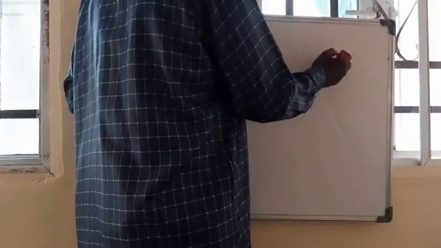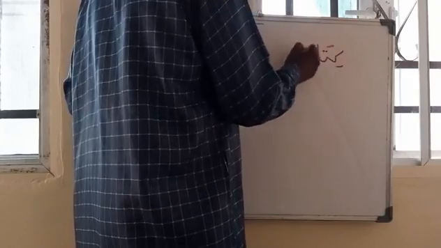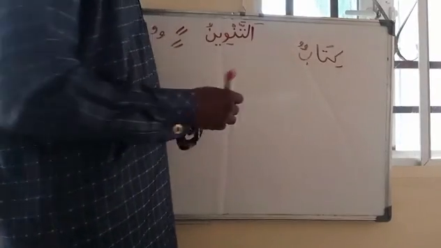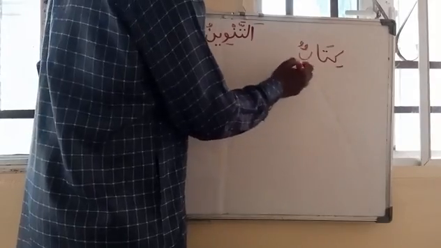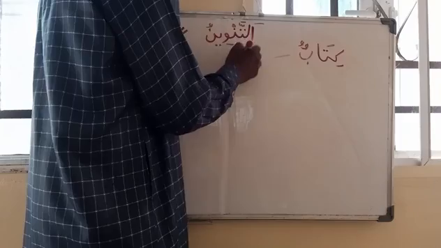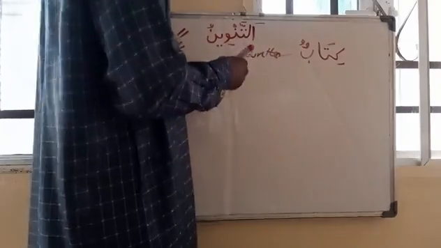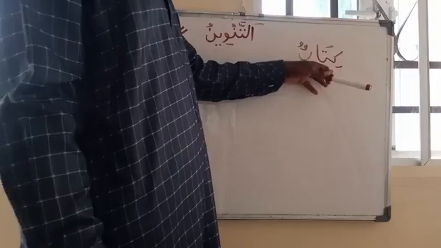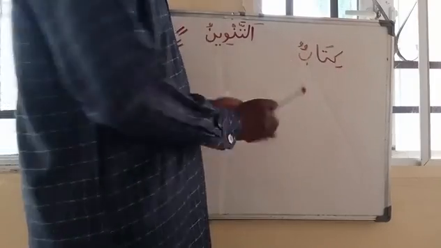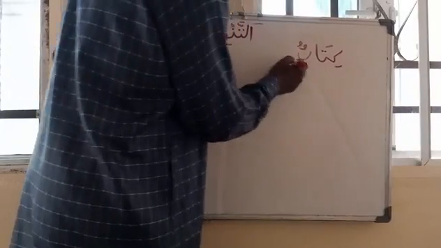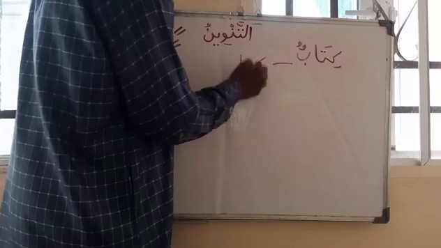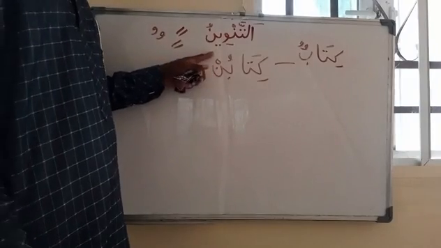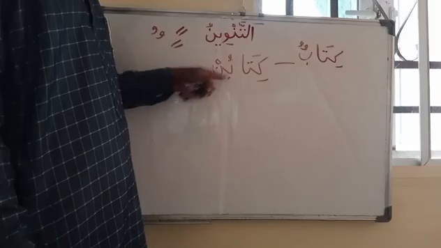Like if you have something like this, kitabun. In the pronunciation of this word, you pronounce it as if it is as it is written. What we write is kaf, ta, alif, ba. But in the pronunciation, it will be pronounced as if we have a nun sakina ending it. So it will be pronounced kitabun.